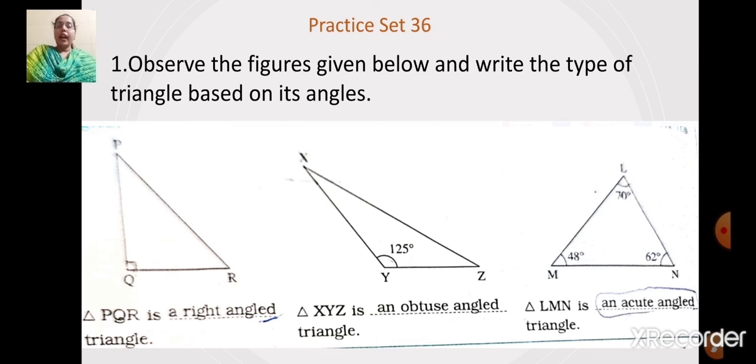Okay. So your angle Q is 90 degrees, so it is a right angle triangle. Your angle Y is more than 90 degrees, so it is an obtuse angle triangle. And here all the three angles are acute, that is less than 90 degrees, so it is an acute angle triangle. Clear, children? Okay, next.